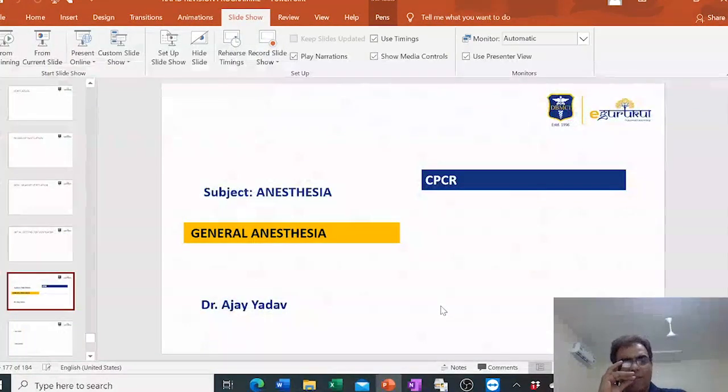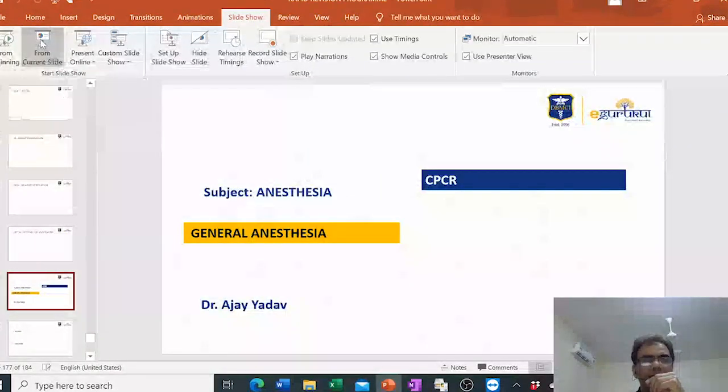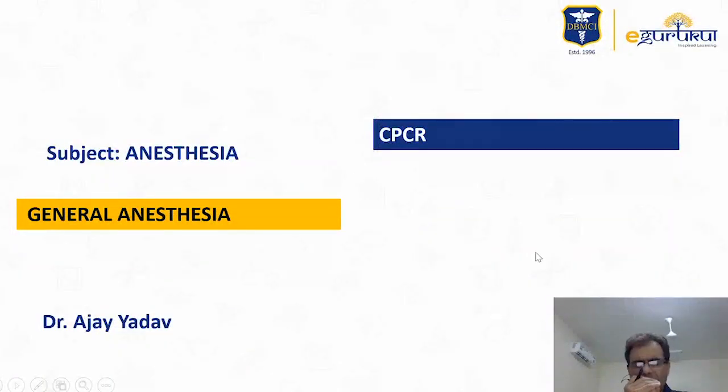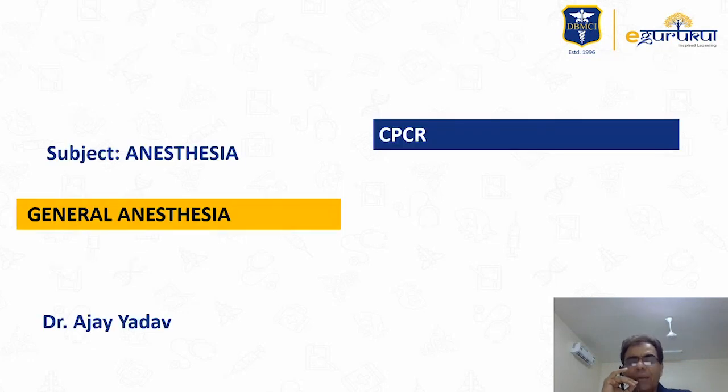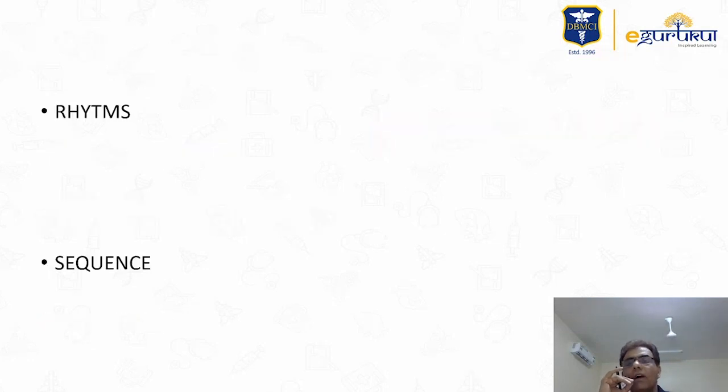So CPCR, cardiopulmonary and cerebral resuscitation. CPR nowadays you know is called CPCR, cardiopulmonary and cerebral resuscitation. Now CPR is obviously done for cardiac arrest, and what is the definition of cardiac arrest? Inability of the heart to generate cardiac output is simply called cardiac arrest. So normally we actually misinterpret it. We normally equate cardiac arrest with asystole, but that's not true.